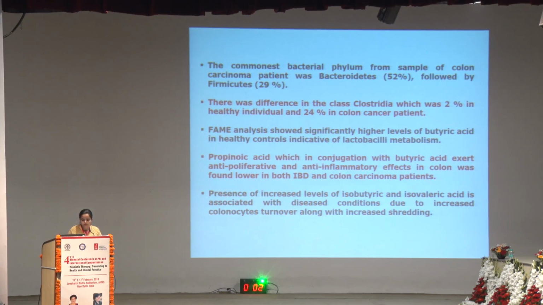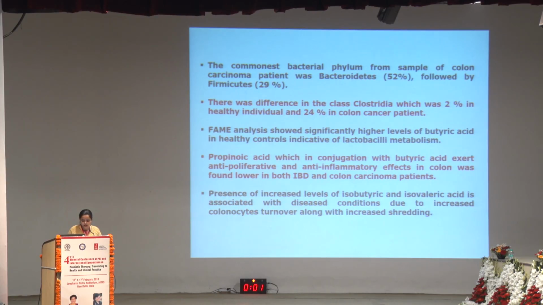The most common bacterial phylum from the samples of colon carcinoma patients was Bacteroidetes, followed by Firmicutes. There was a difference in the class Clostridia, which was 2% in healthy individuals and 24% in colon cancer patients. FAME analysis showed a significantly higher level of butyric acid in healthy controls, which can be indicative of lactobacilli metabolism. Propionic acid, which in conjunction with butyric acid exerts anti-proliferative and anti-inflammatory effects in the colon, was found lower in both IBD and colon cancer patients.